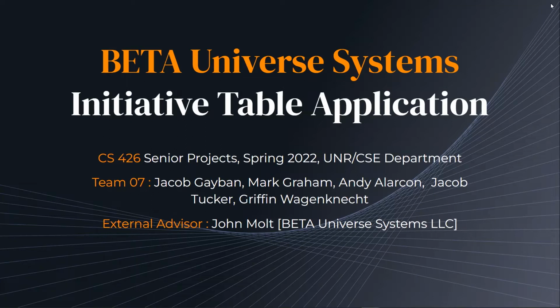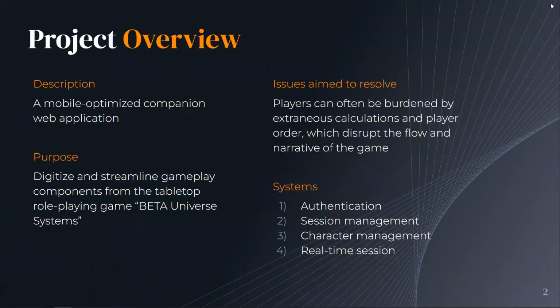This project is a CS426 Senior Project in Computer Science developed in 2021-2022 in the Department of Computer Science and Engineering, University of Nevada, Reno. Team 7's members are Jacob Gaben, Mark Graham, Andy Alarcon, myself, Jacob Tucker, and Griffin Wagenknecht. The purpose of this project is to digitize and streamline gameplay components from the tabletop role-playing game Beta Universe Systems.